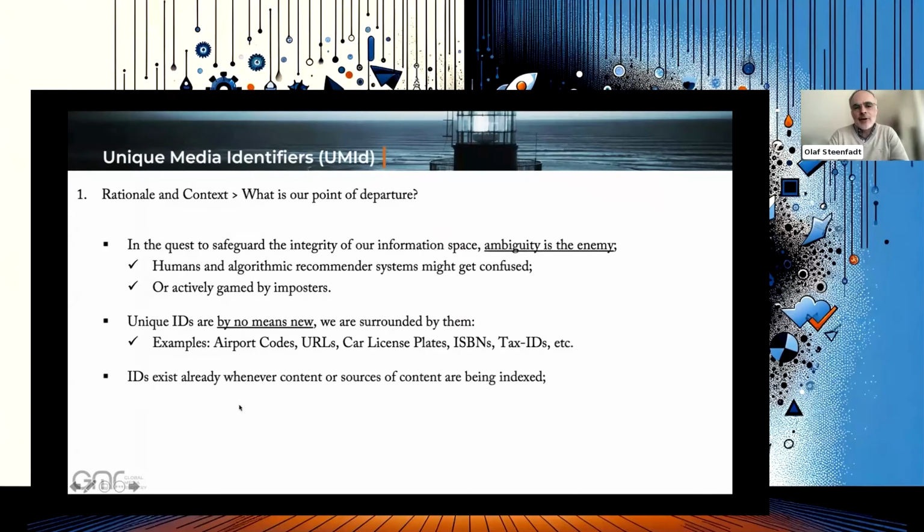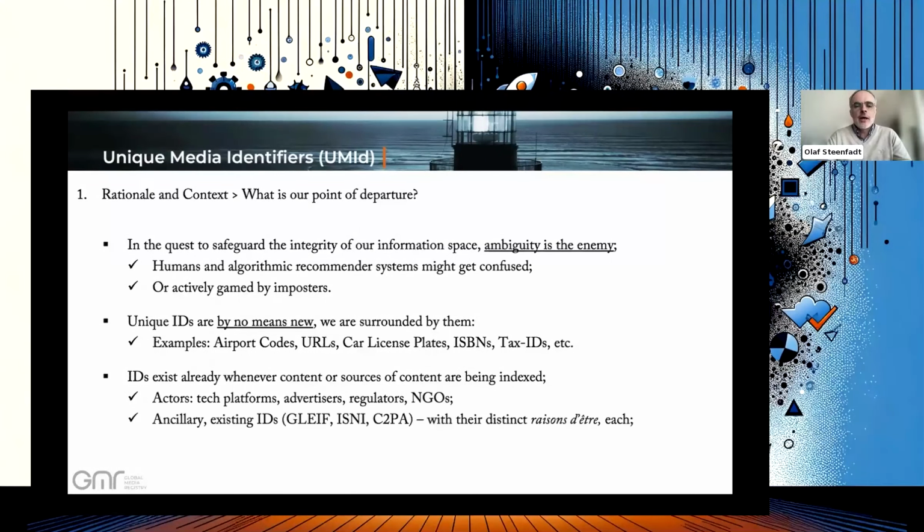When we speak about identifiers, obviously not only in literally any other industry around us, but also in the media sector, a lot of IDs already exist. Tech platforms use them, advertisers use IDs for all sorts of purposes. Regulators do it, and also NGOs. And there are also some ancillary projects and indicators currently in the making, like, for example, some of you might have heard of C2PA, which is an identifier for content provenance, basically watermarking individual pieces of content for authenticity.